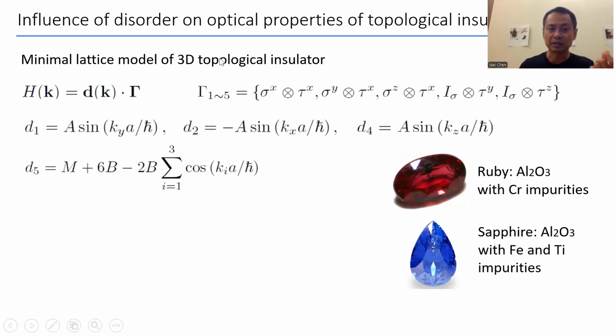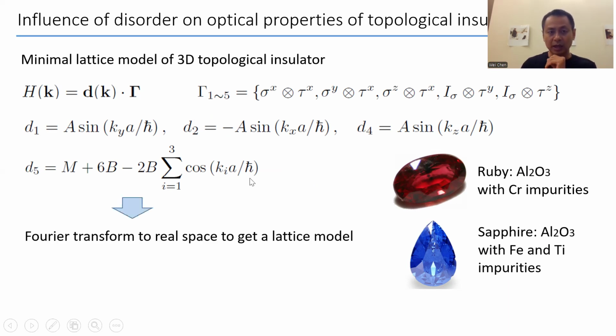There's a so-called minimal lattice model of 3D topological insulators that describes the usual time-reversal symmetric topological materials such as bismuth selenide, bismuth telluride, and so on, where the low energy part is simply described by a Dirac Hamiltonian, where these d vectors describe the momentum dependence of the Hamiltonian, and the gamma are the Dirac matrices where you choose this particular representation here. And these d vectors for these 3D topological insulators have this particular dependence.